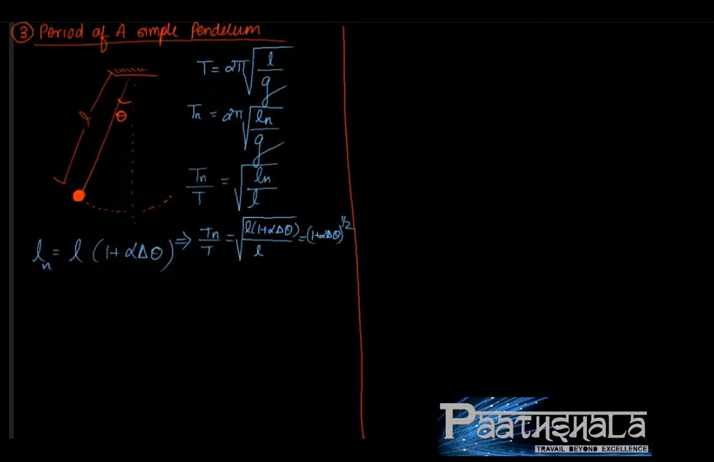Agreed. So with binomial theorem expansion again, time period new upon time period old, let me put it as T old everywhere, is equal to 1 plus half alpha delta theta. Perfectly correct, Sam. So here we also see that T new minus T old upon T old is equal to half alpha delta theta. Now this is called the fractional change in time period, or delta T by T.